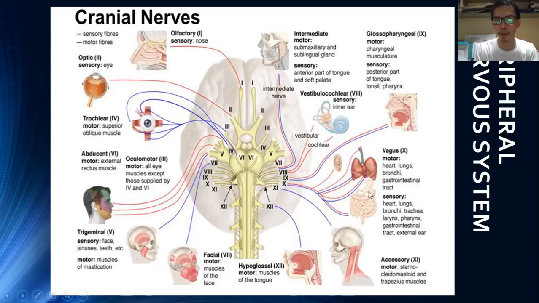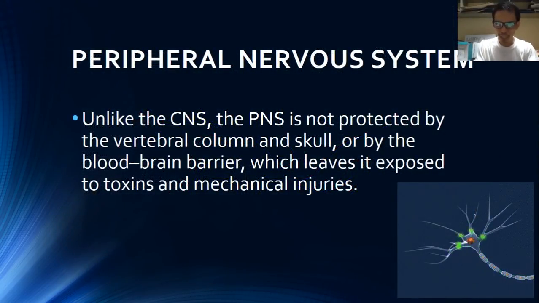Some of those are connected to organs in the lower extremities, but most of them are connected to organs near the head region of our body. So we call them the cranial nerves. The other one is called the spinal nerves. So what makes the peripheral nervous system different from the central nervous system?